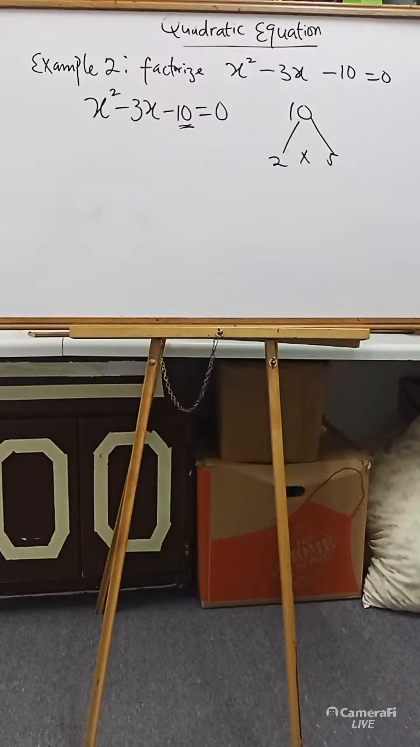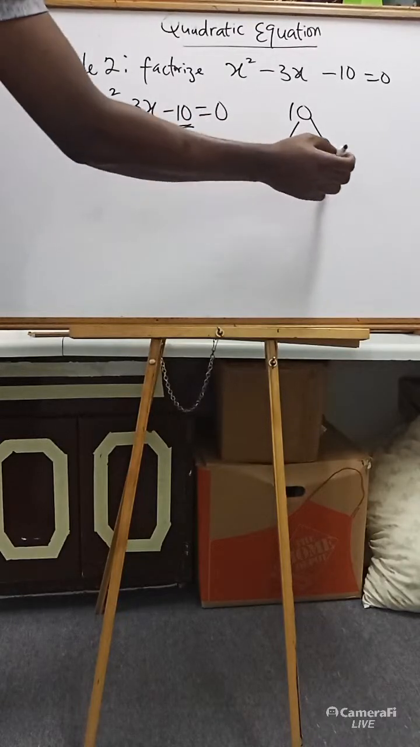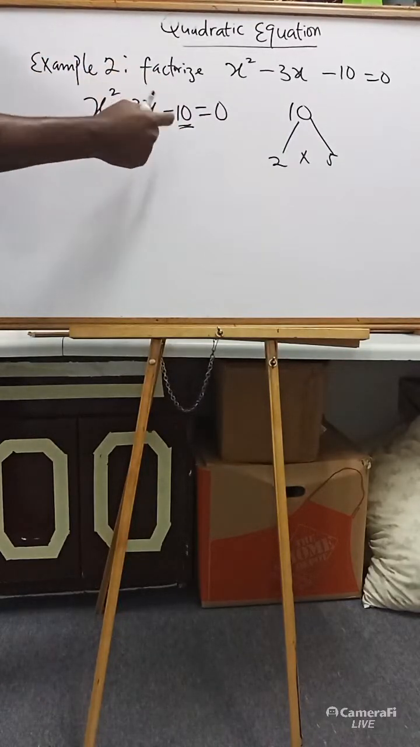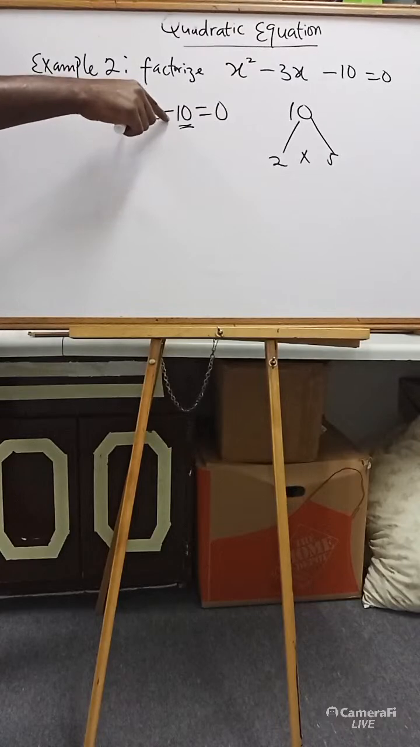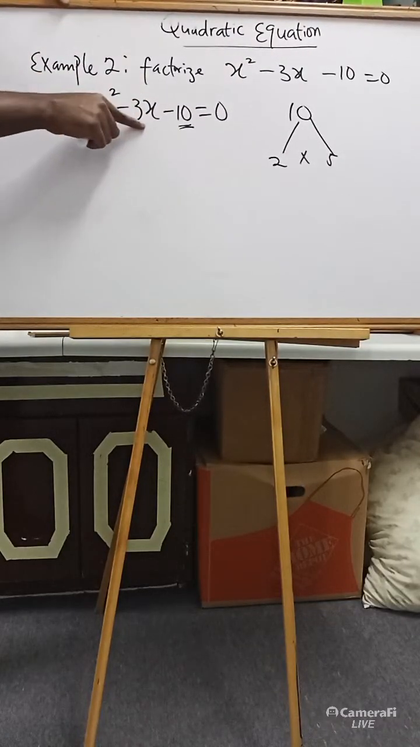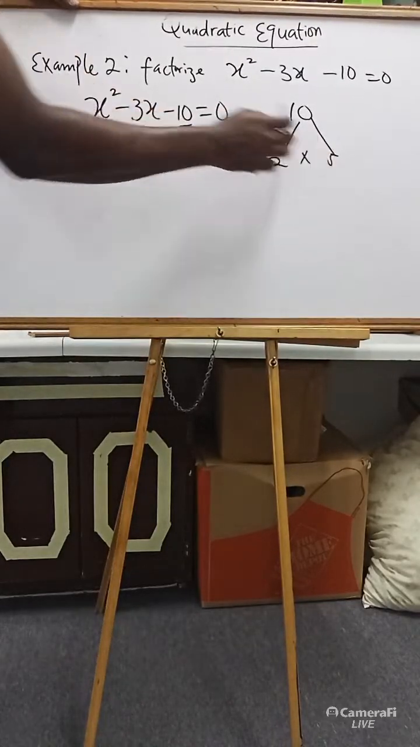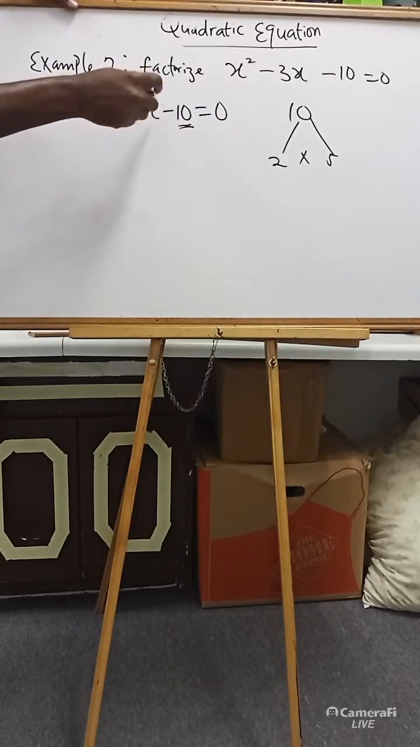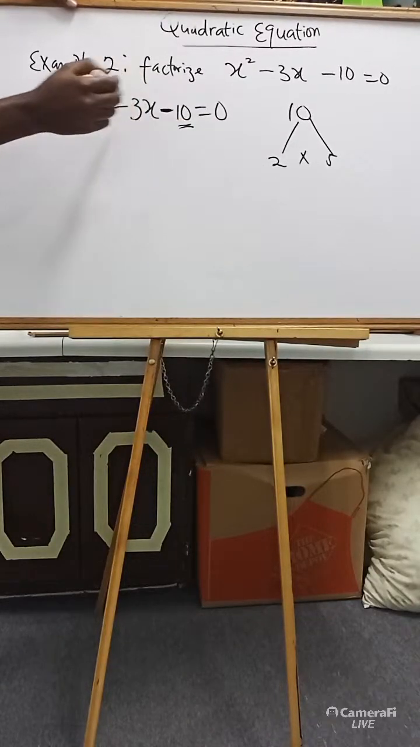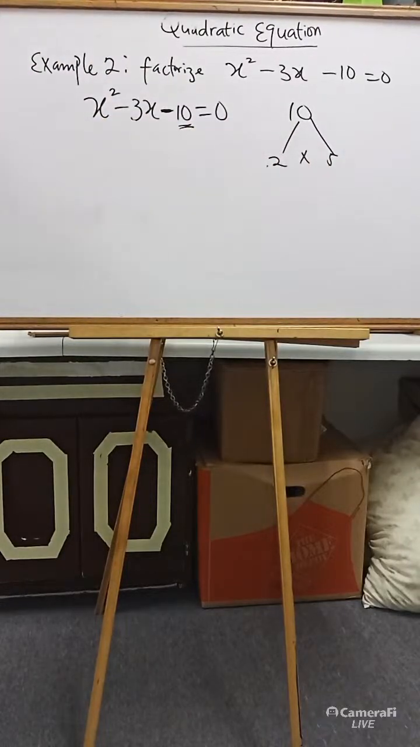Now, remember that we have two conditions. The first condition is that these two factors, when multiplied together, must give us negative 10, which is there. And if added together, they must give us the coefficient of this x, which is negative 3. So 2 times 5 is 10. But we are interested in what? The sign also, which is negative 10. So that means one of them must be negative. So which one is going to be negative?